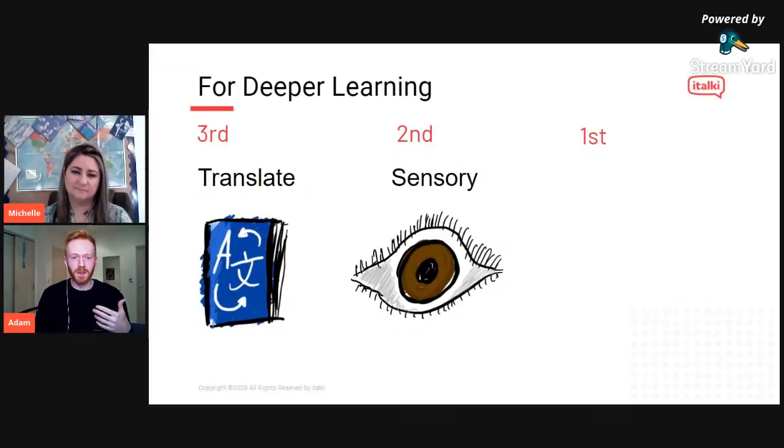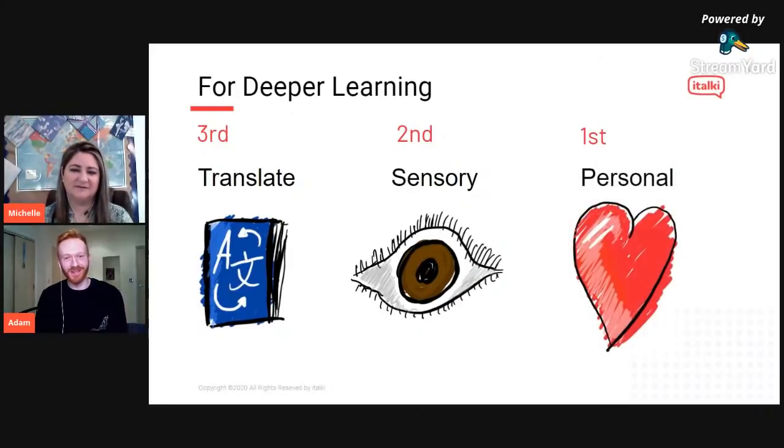The best way beyond that, though, is to make it personal. If you have some kind of personal connection to that idea or thing or object, you are going to retain that a lot more vividly than through any other sensory cue or direct translation. So somebody in the chat mentioned using their own photos with students to describe what is happening in them and to help talk about them and to go through that information.